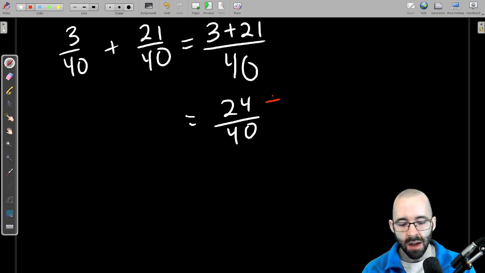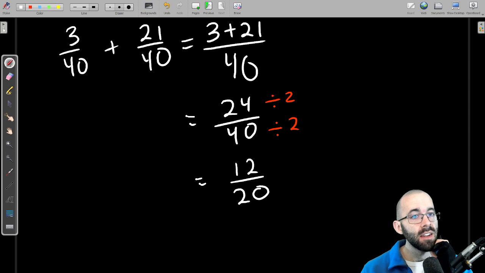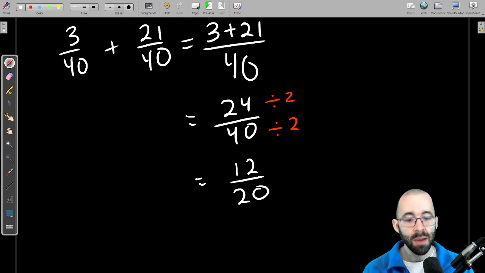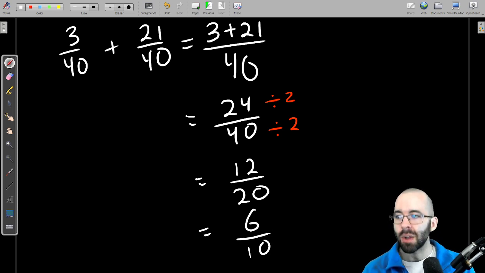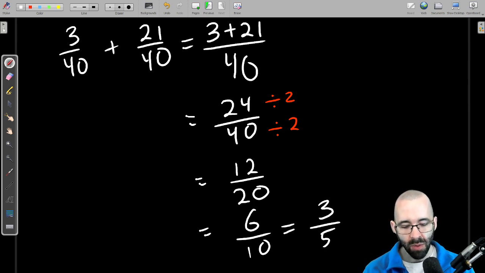So we can divide the top and the bottom by 2. If we divide the top by 2, it's 12. Divide the bottom by 2, it's 20. And we can do it again. Now, whether you want to reduce it all at once or reduce it in steps is up to you. We could divide everything by 2 again to get 6 over 10. We could divide everything by 2 one more time and get 3 over 5. And that's going to be our final simplified answer.